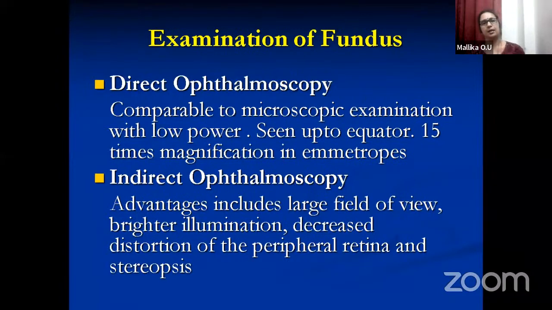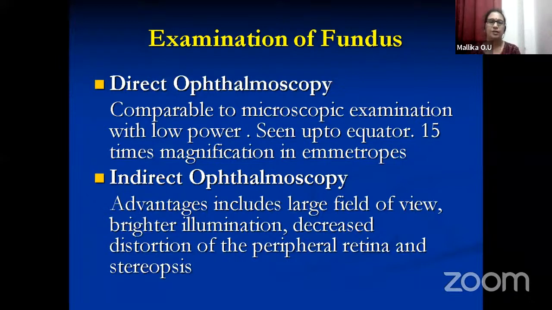Another thing is, since we are using a single eye, direct ophthalmoscopy is a uniocular examination, so it will not give any idea about the depth of the lesion, and you cannot differentiate a cystic lesion from a flat lesion. So that is one defect.